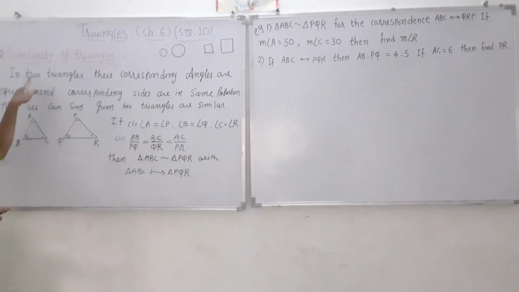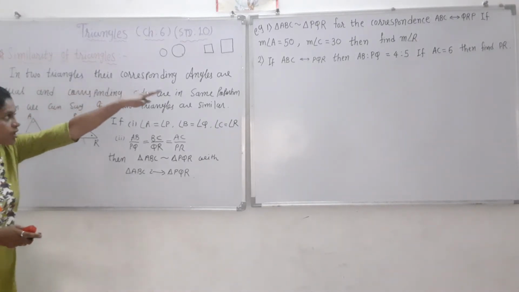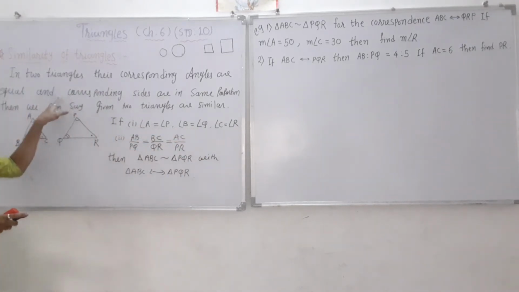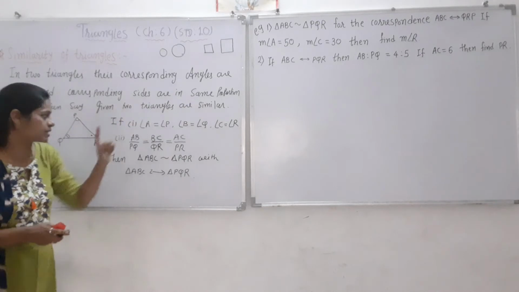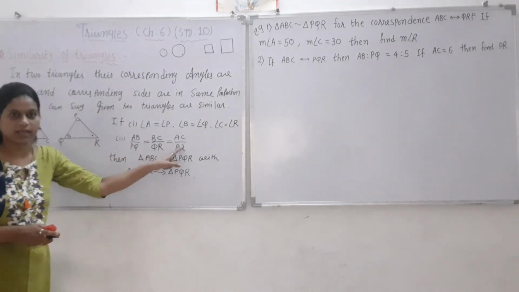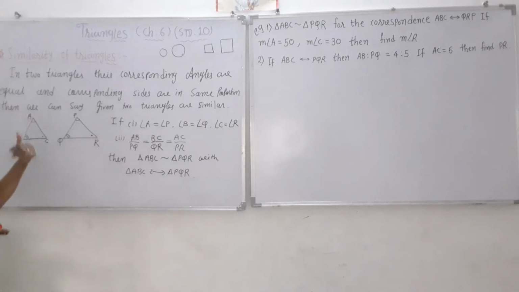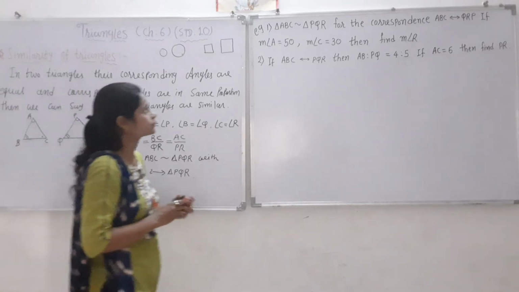Now again, in two triangles, if their corresponding angles are equal and corresponding sides are in the same proportion, then you can say the given two triangles are similar. Let us consider two examples solved by this similarity definition.